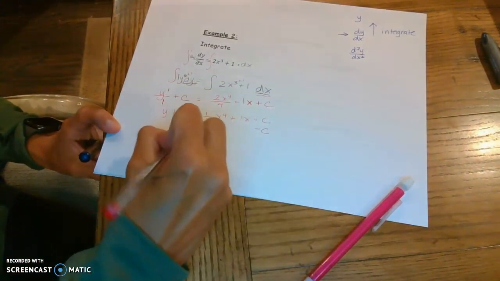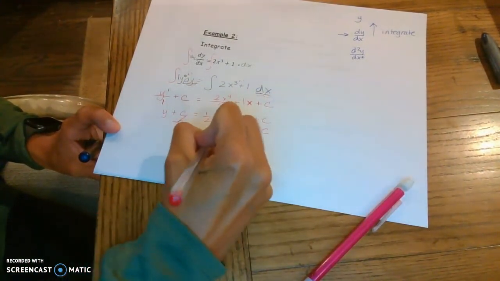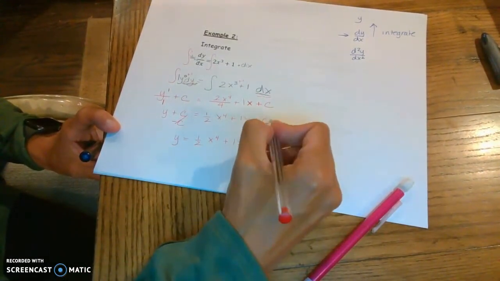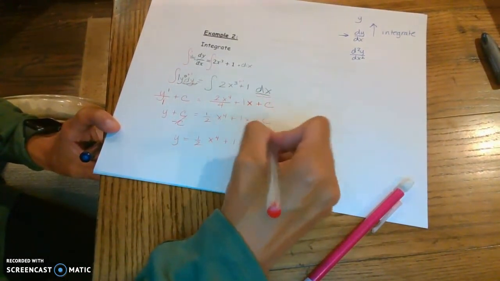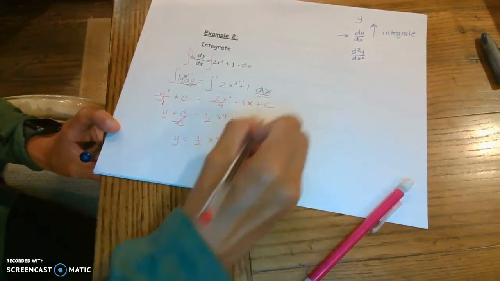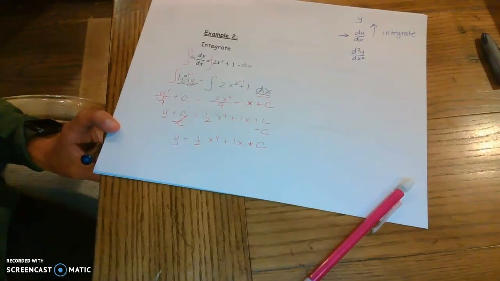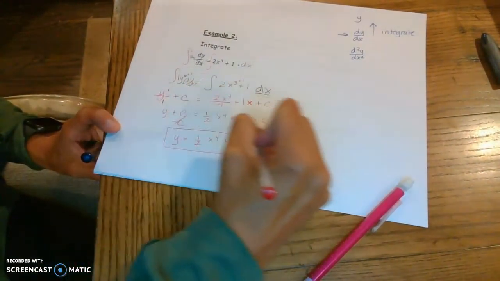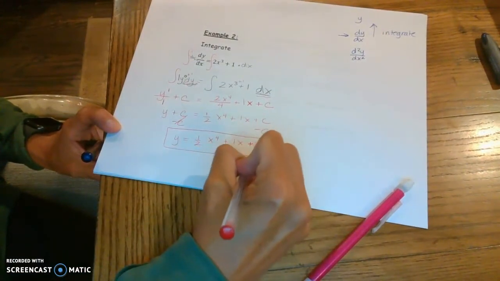What every single kid wants to do at this point is just cancel these c's, but it's not what it is. You don't know that they're the same constant. This just becomes another type of c. So you always finish it by saying plus c. You don't put minus c. And this would be what we call my general solution.